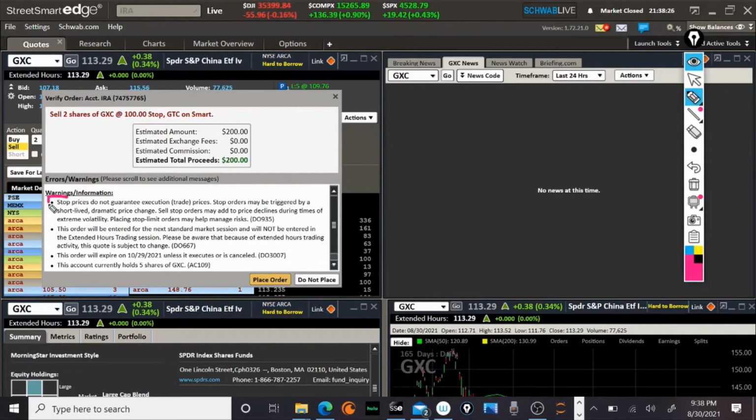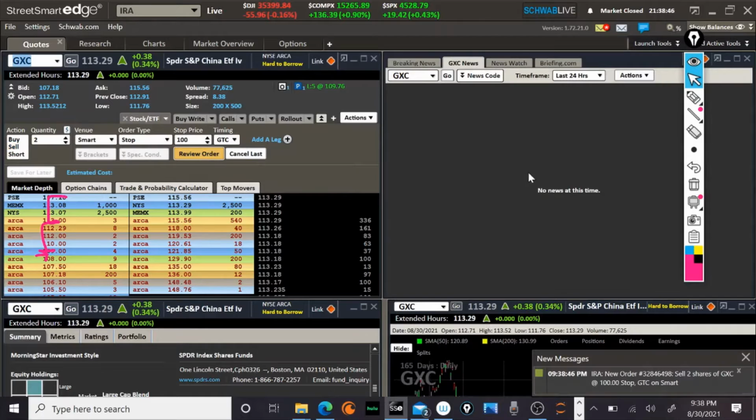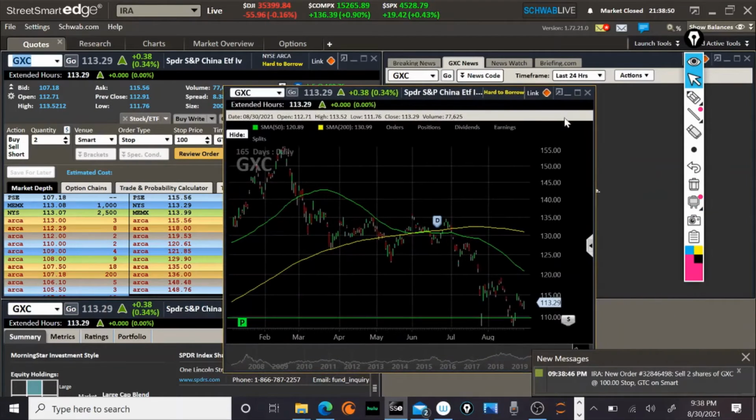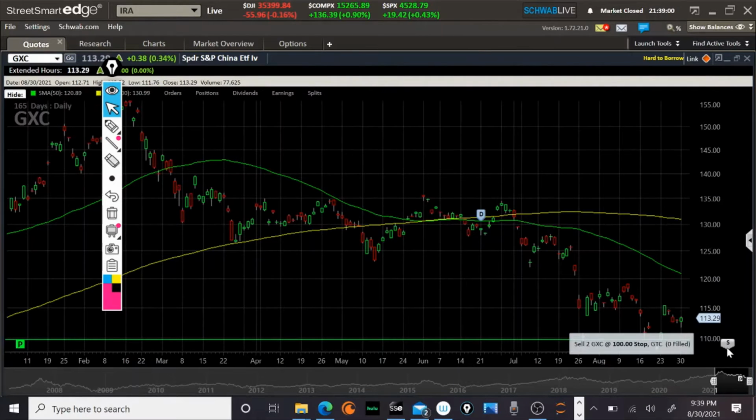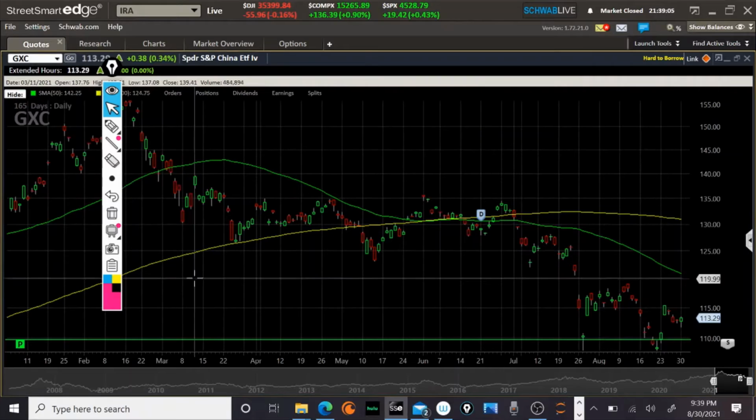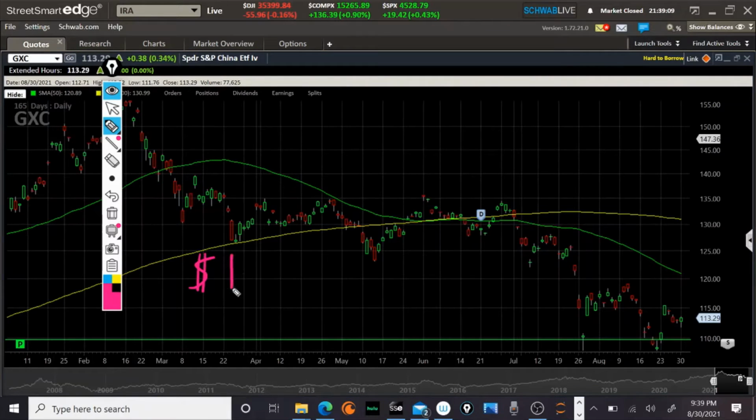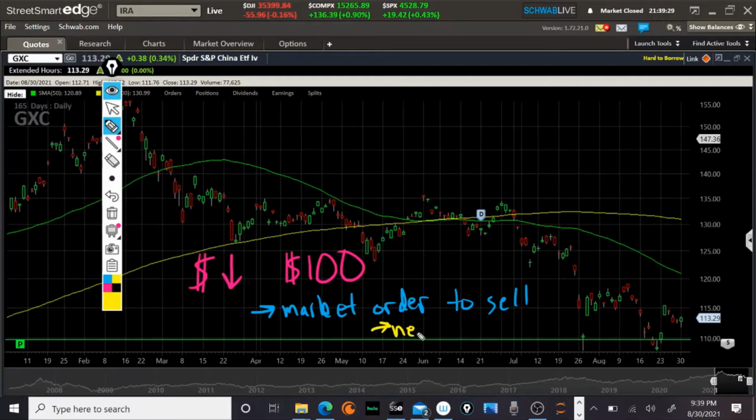Stop prices do not guarantee execution prices. A stop order may be triggered by a short-lived dramatic price change. So it could sell by dropping to 100, and maybe it comes back up to 113 right away, and I shouldn't have sold, for example. That can happen. And so you'll see the order here. It's ready to go. It's underneath the current market price, and it will sell if the price drops to 100 from 113, and that will initiate a market order to execute at the next available price. So it could execute at any price, actually.